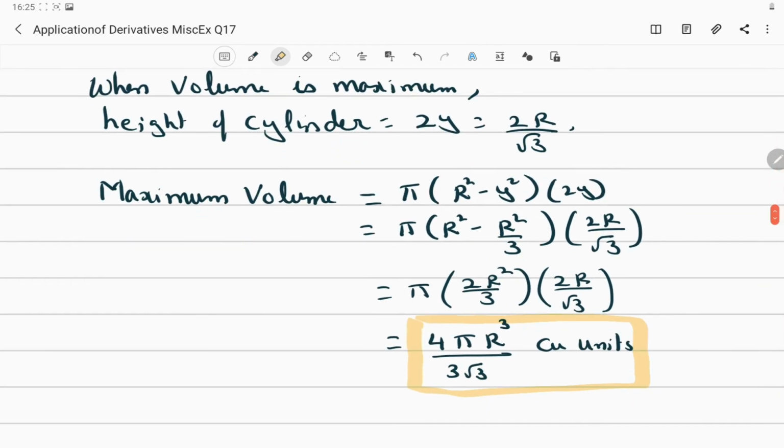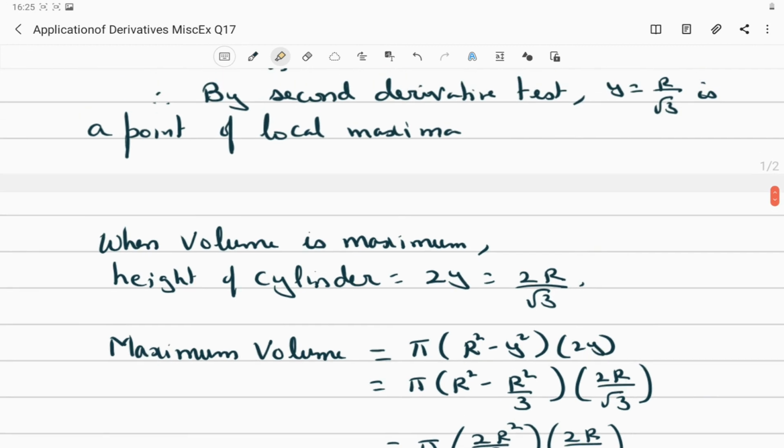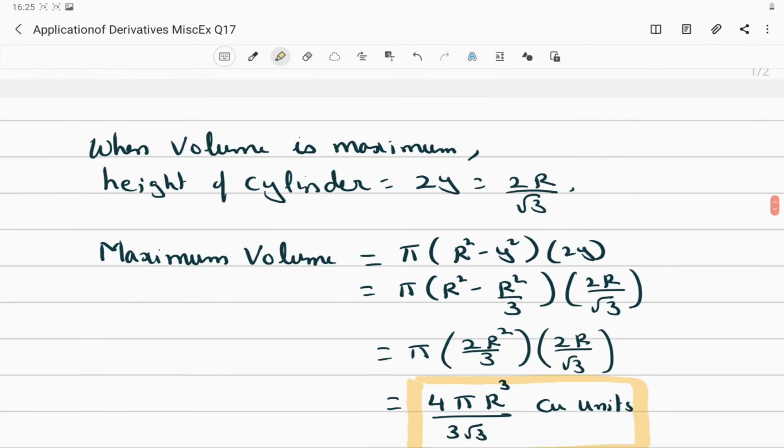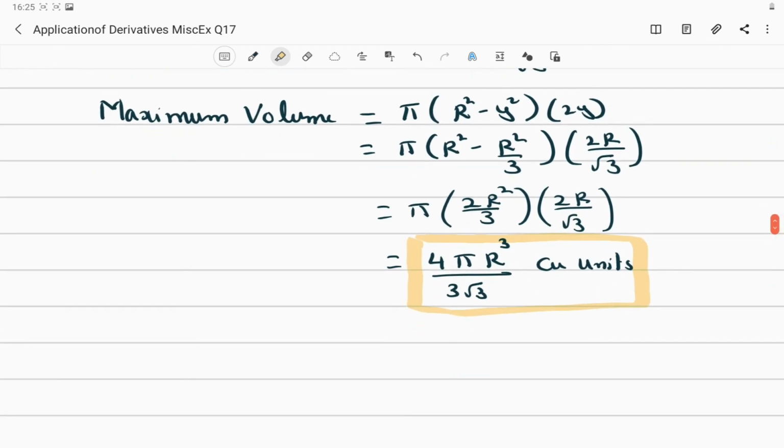So, finally, we could prove that the height of the cylinder is 2R by root 3, and we could also prove that the maximum volume of the cylinder is 4 pi R cube by 3 root 3. So, this will be the final answer. Thank you, children.